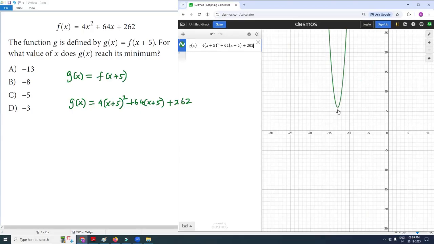Actually, it is a parabola. We have the minimum point over here, that is (-13, 6). Let's consider the x coordinate at the minimum point, that is -13. So -13 is the value of x for which the function g of x reaches its minimum.